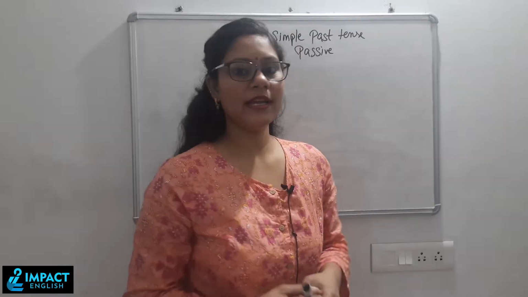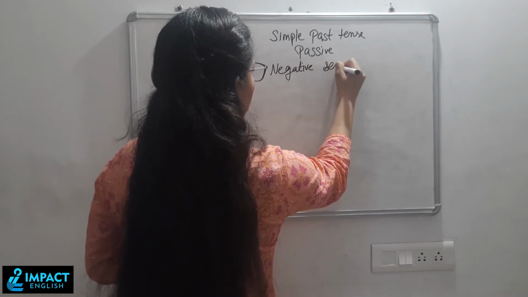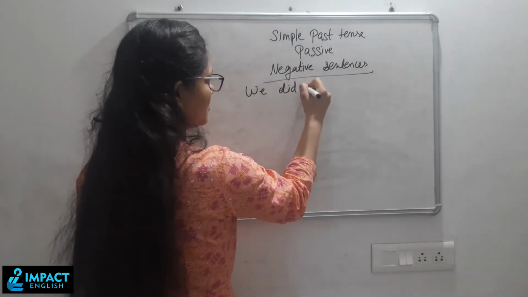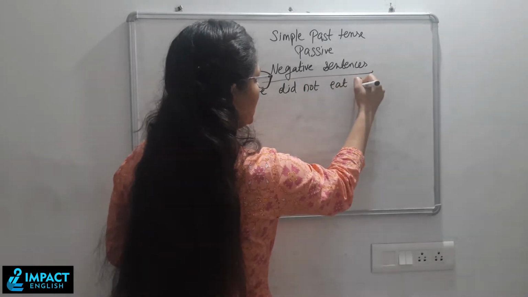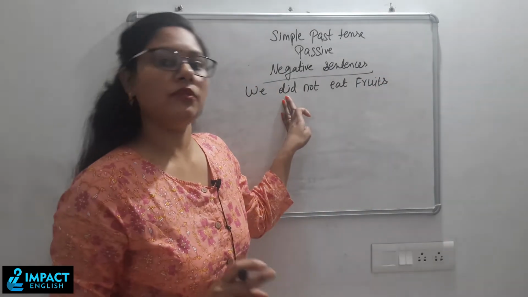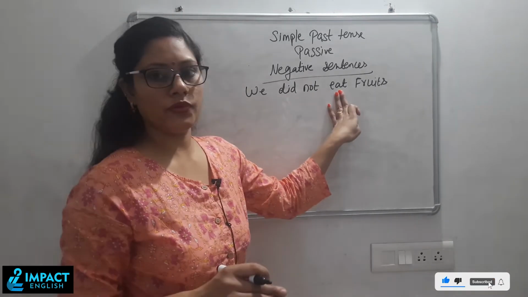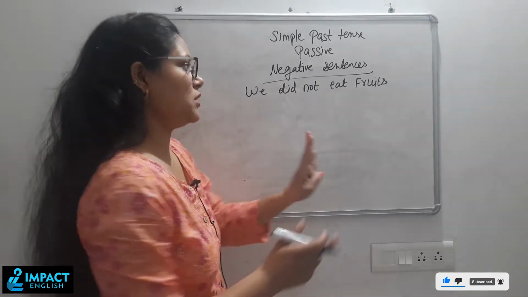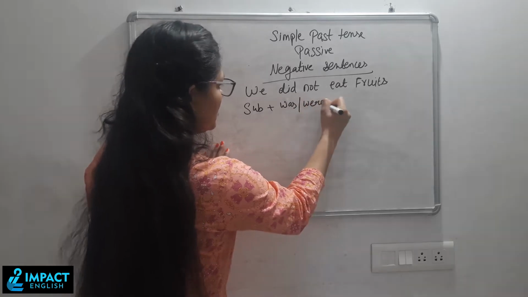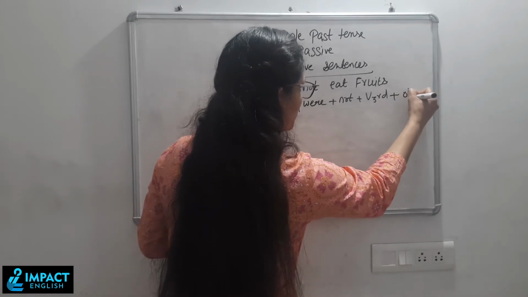Now we will learn about negative sentences. See here, we did not eat fruits. Now see here, with did, we use only first form of the verb. Whenever did is given, that time we have to use only first form of the verb. So now see the structure. Subject, was, were, not, third form of the verb, and then object.